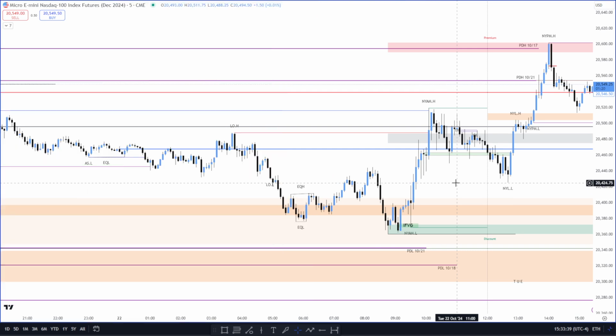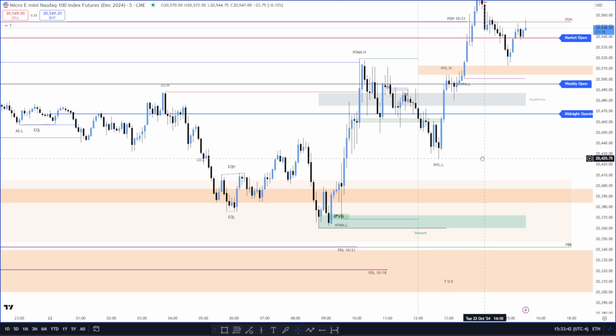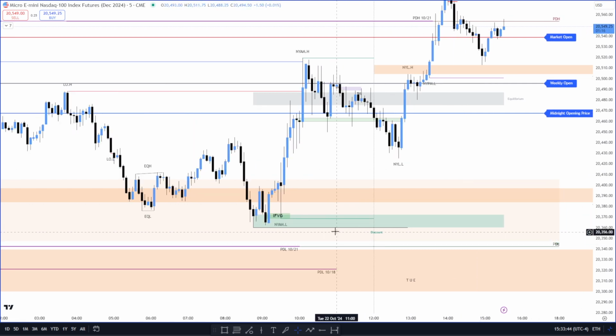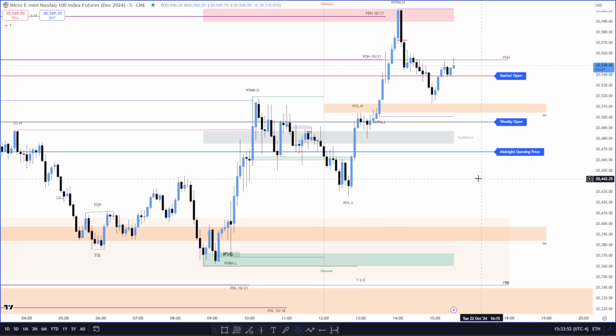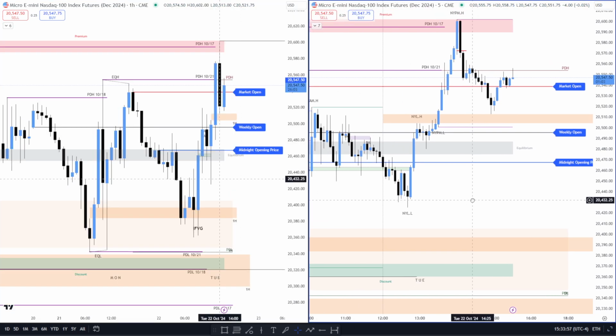I missed this move earlier. I'd marked it up, but then got into a phone call. This IFG, this inverse fair value gap, was drawn on the 1 minute, but it came down there, and anyway, that's a whole other discussion. But again, my main point of the video is just to look at the 1 hour imbalances.